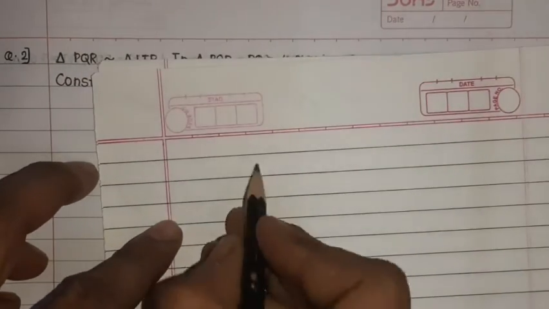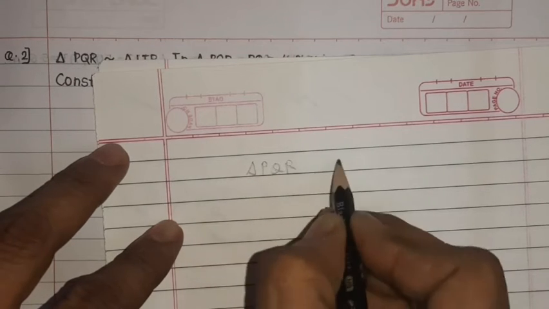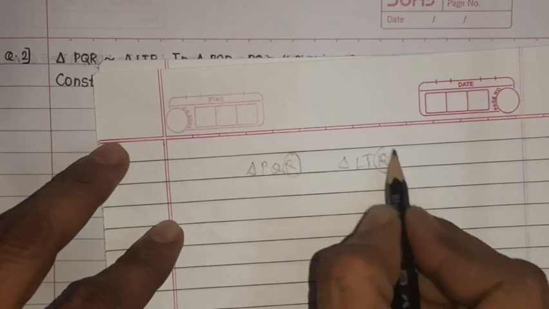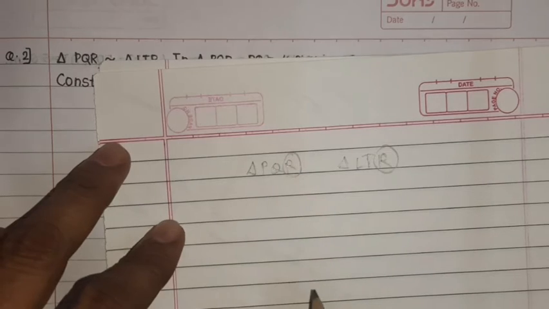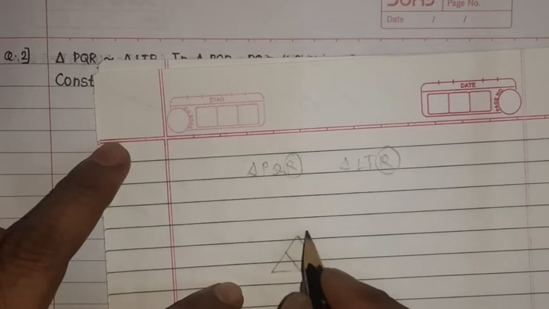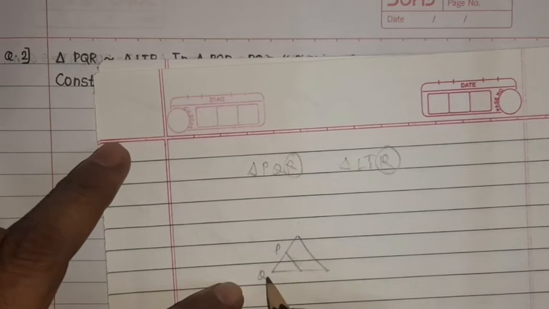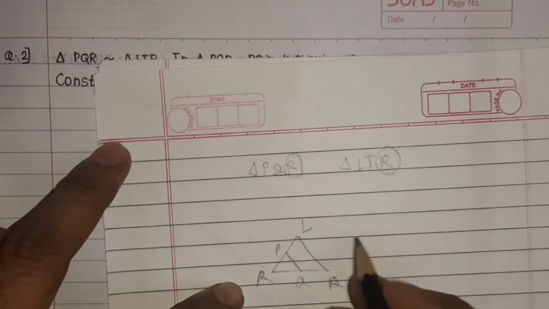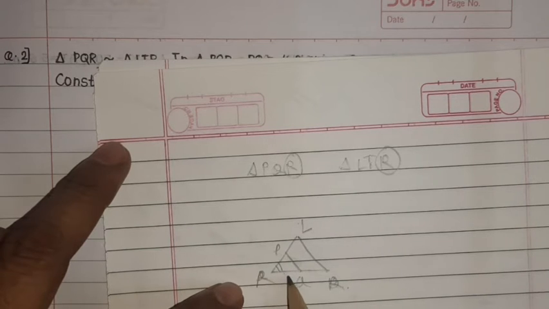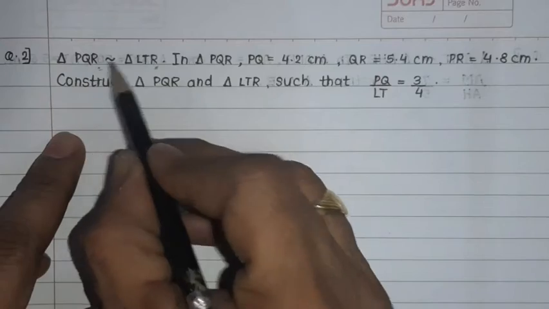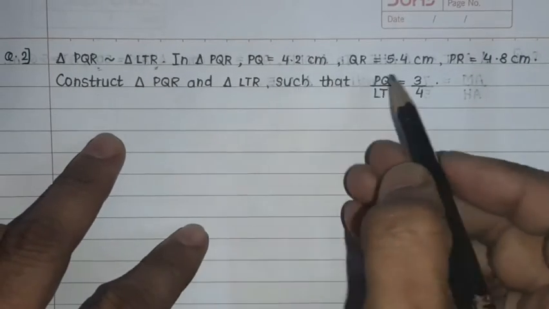See here, triangle PQR and triangle LTR. Like this, vertex R is common in both triangles. Therefore we have to draw like this. Here it is, suppose it is PRQ and LTR. Got it? Here this vertex is a common vertex. Got it? That means we do not have to draw these two figures separately. See here, PQR, LTR.